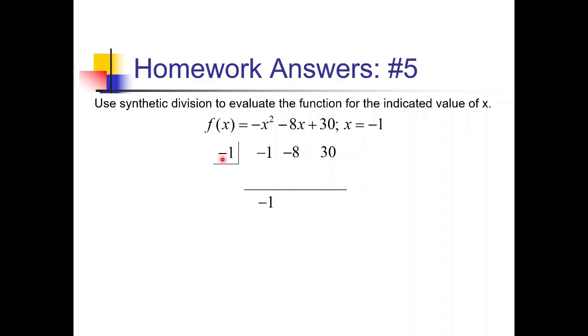So -1 times our bottom row value of -1 is going to be +1. -8 plus that is -7. -1 times -7 is 7. And 30 plus 7 is 37. So the remainder here is the value when we plug in -1 for this function. So we can say f of -1 equals 37.